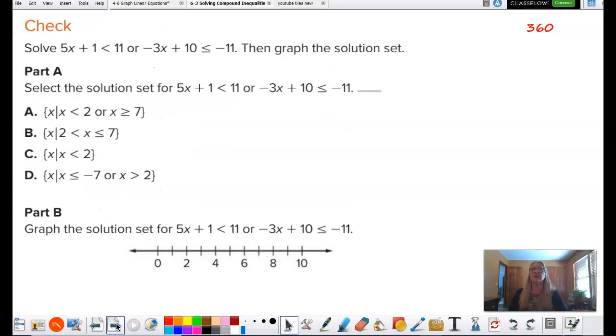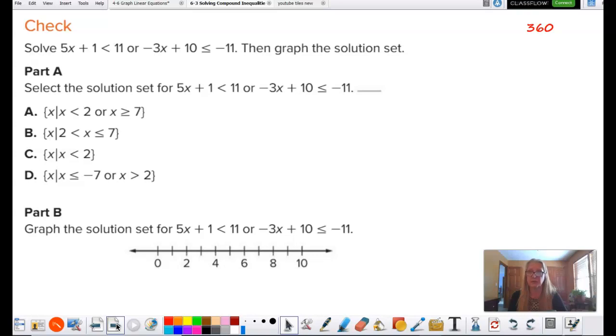Okay, so we have solve 5x plus 1 is less than 11, or -3x plus 10 is less than or equal to -11, and then graph the solution set. Do I dare try to do this in my head? I would write those both down and I would solve for x. On the first one, I would subtract 1 from both sides. That would give me 5x is less than 10. And then if I just divide both sides by 5, I would get x is less than 2.